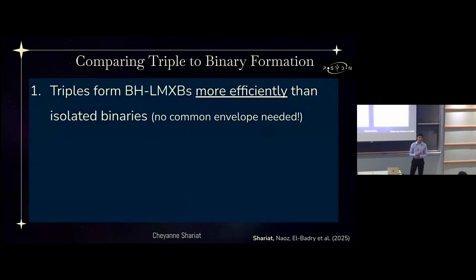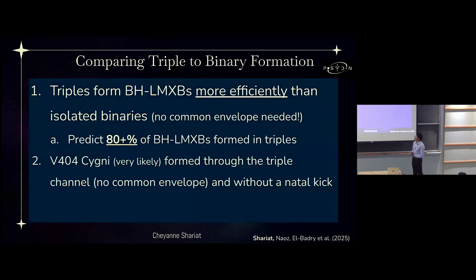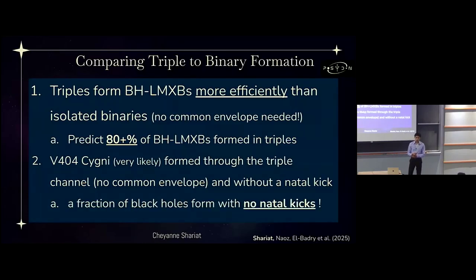So let me just conclude by wrapping this up by saying triples form them more efficiently without a common envelope compared to isolated binaries. In a landscape of binaries and triples, we predict that 80+% form this way. And V404 itself, we predict, formed this way, and that it got virtually no natal kick, less than a few kilometers per second. Okay, that was the first third of my talk, and I'm going to speed through the rest.